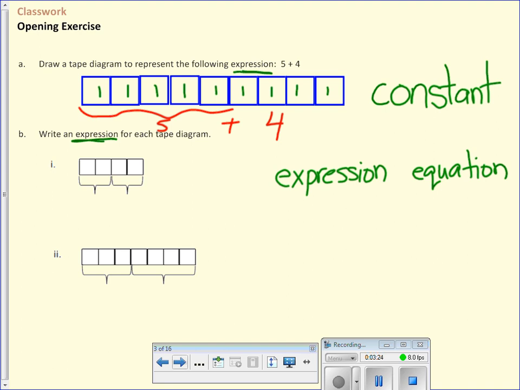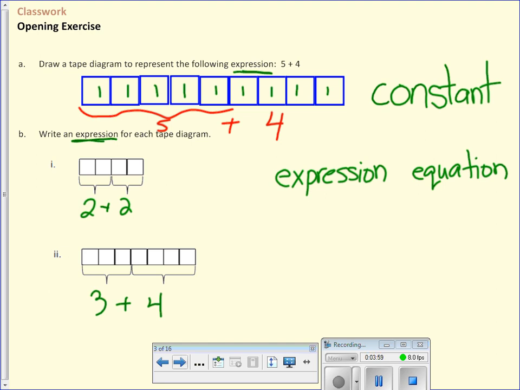Well, let's look at 2 more expressions for Part B. This tape diagram, let's assume, because it doesn't tell us, that again our constant is 1. So if our constant is 1, what is the expression for this first model? 2 plus 2. And what's the expression for the bottom one? 3 plus 4.